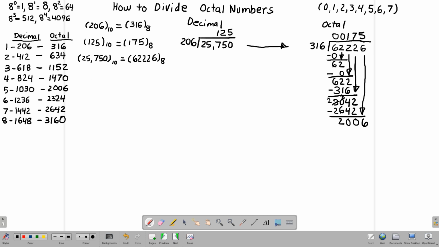It's already indicated in the chart over here to be that value 2006. Then we subtract, and that produces the value 0. And that tells us we can't even divide anymore. So we have already shown over here that the value 125 in decimal is equivalent to 175 in octal. And this is what we wanted to show.